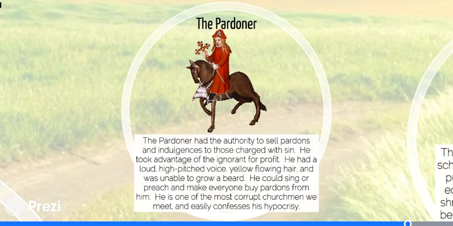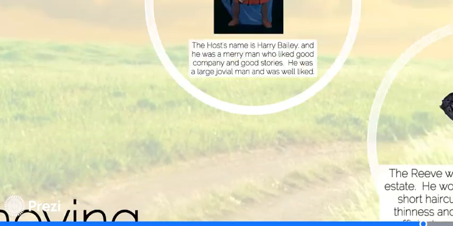And then you have the pardoner, and this is the guy who has the ability to pardon people of their sins. But what he does is he says, hey, if you want to go out and sin, that's fine with me. I'm just going to charge you a fee called an indulgence, and then I'll let you off. But this is really a problem with Chaucer. It's like giving people permission to sin. But anyway, he has a loud, high-pitched voice. He's got blonde hair, and he's not able to grow a beard. He can sing and preach and make everyone buy pardons from him. He's really good at convincing them to get some. But he's one of the most corrupt churchmen that we meet, and he easily confesses being a hypocrite. It's no problem to him at all.